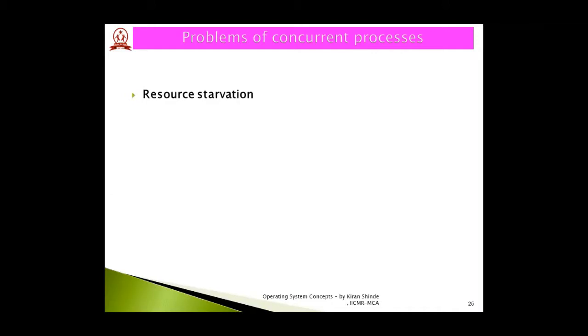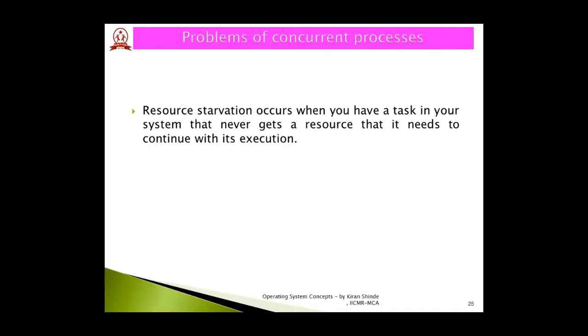The third problem with respect to concurrent processes is resource starvation. Now let us understand this. Resource starvation occurs when you have a task in your system that never gets a resource that it needs to continue with its execution. Let's try to understand with an example. Suppose there is a process which has started accessing a certain shared resource, and it has low priority, and another process comes in with higher priority. So this lower priority process will be preempted, or halted, and the resource allocated to it will be given to the high priority process.